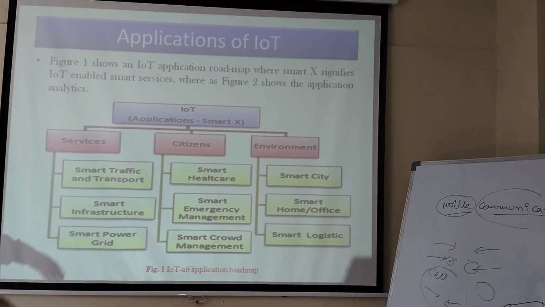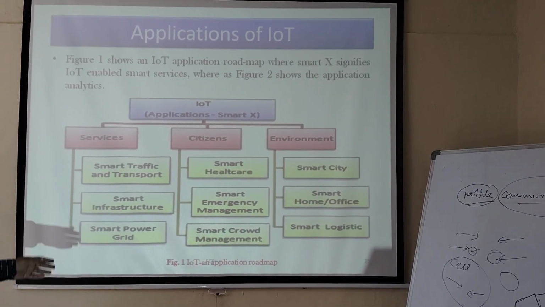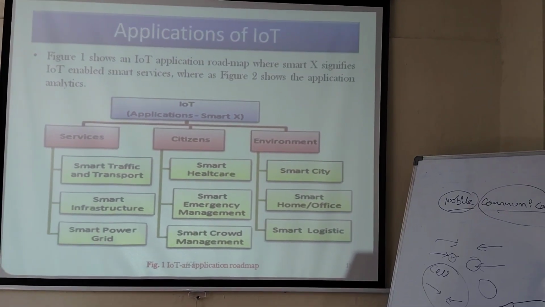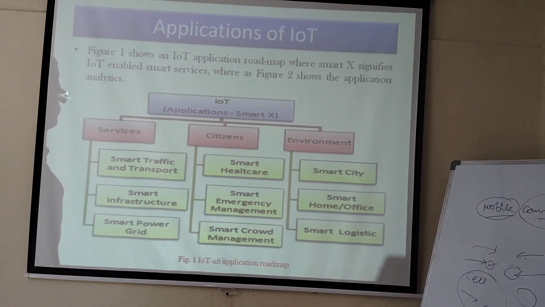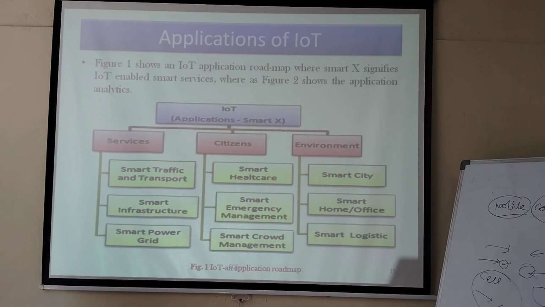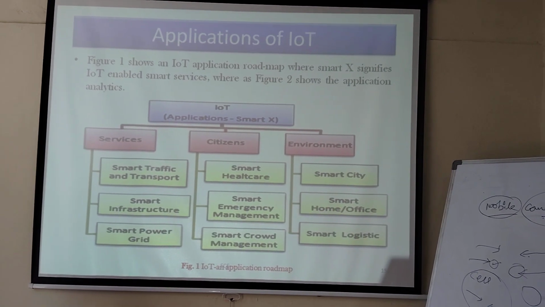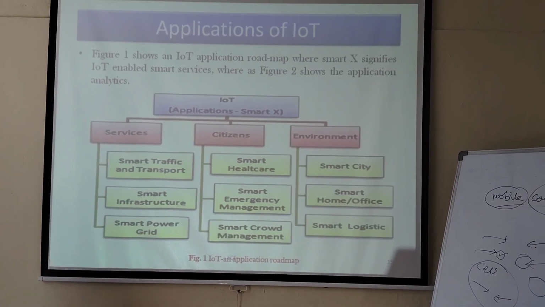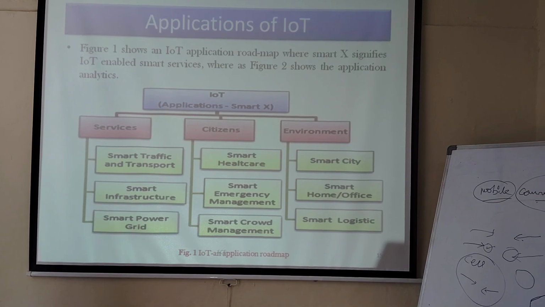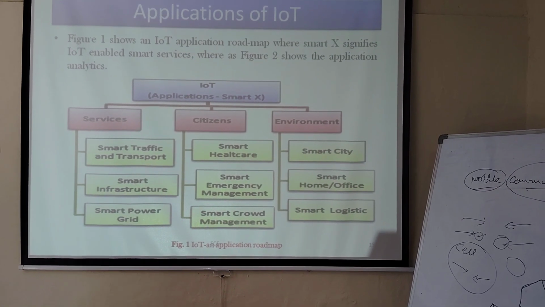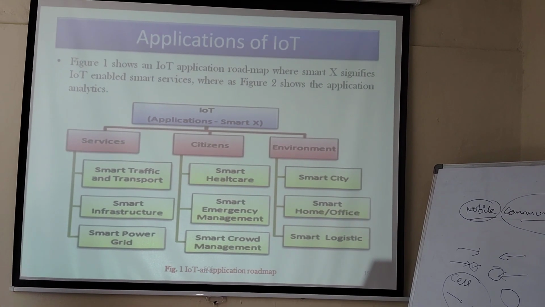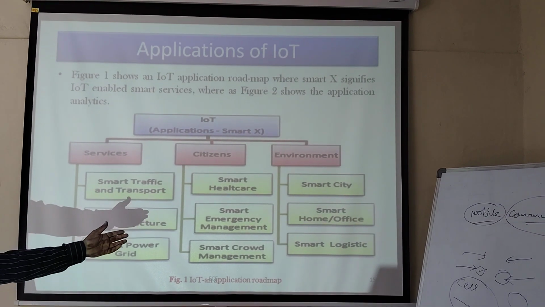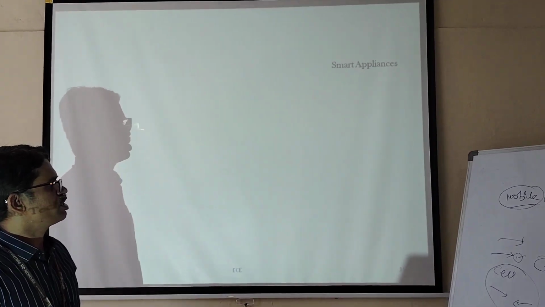This diagram also tells you about the applications in different sectors like service sector, citizen, and environment. Like smart healthcare. For example, nowadays we find very little time to look after our parents. So we want an environment in which I can check the condition of my elders, look after them, or take some action based on some parameters. So smart healthcare. That means we have different medical devices.